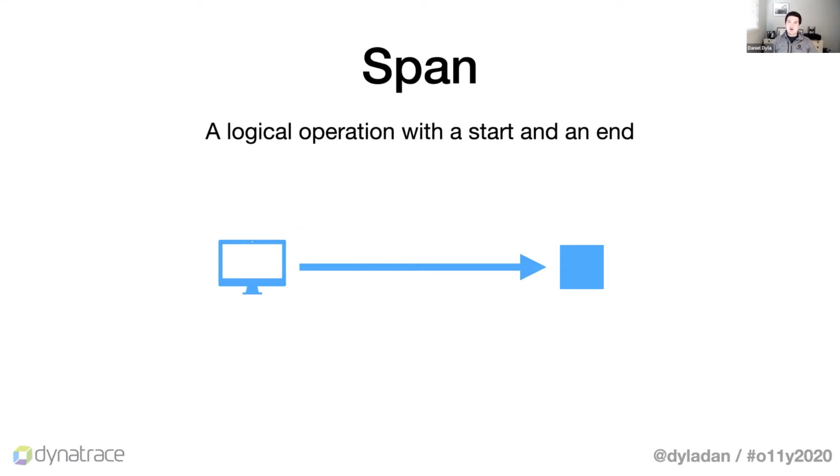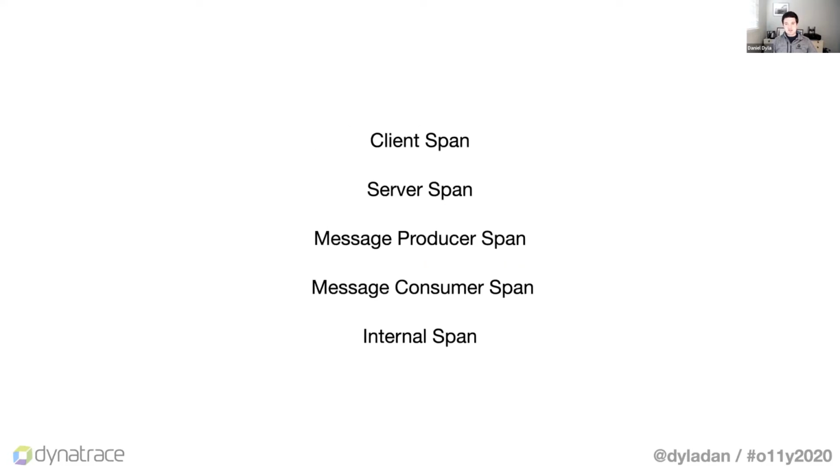So this can be an outgoing web request or an incoming web request, a database transaction, a file read-write, any sort of IO, anything like that. And there are 5 different types of spans. We have client spans and server spans, which make up typical RPC calls like HTTP. We have message producers and consumers, which are used by messaging systems like Kafka. And we have internal spans, which are a special case span that are used within a single tier of a service typically.